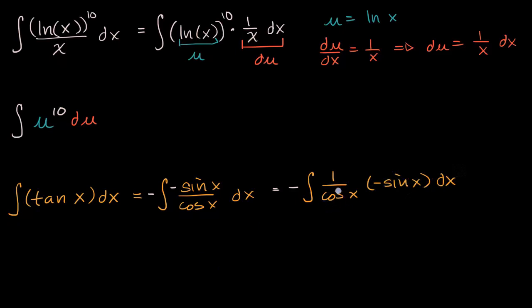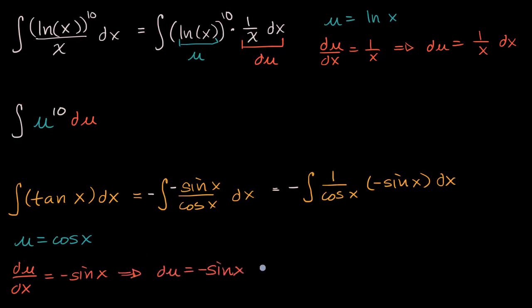Now, does it jump out at you what our u might be? Well, I have a cosine of x in the denominator, and I have its derivative. So what if I made u equal to cosine of x? U is equal to cosine of x, and then du dx would be equal to negative sine of x. Or I could say that du is equal to negative sine of x dx. And just like that, I have my du here, and this, of course, is my u.